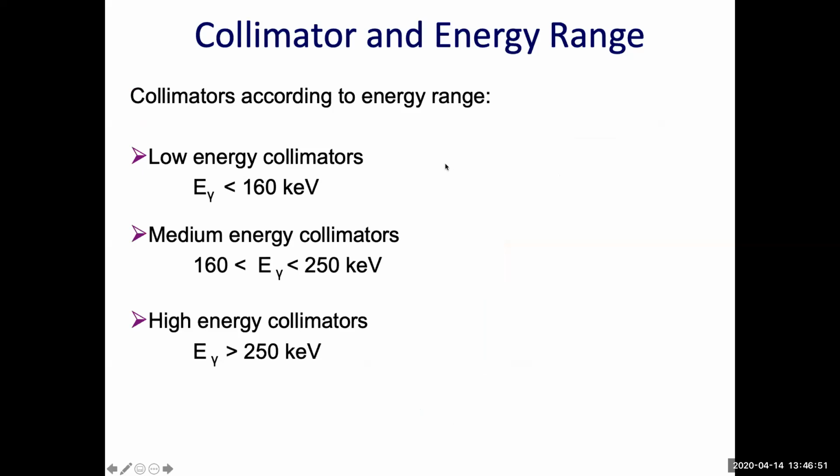So if we have radioisotopes that emit gamma radiation less than 160 keV, like technetium-99m, which emits 140 keV, we use the low energy collimator. It is an all-purpose parallel hole collimator. In parallel hole collimators, we have different types. We have the low energy collimator, and we have medium energy for radiation between 160 and 250 keV, like gallium-67. And we have a collimator for high energy incident photons, with energy greater than 250 keV. We use the high energy collimator for iodine-131, where the energy is 360 keV and above.